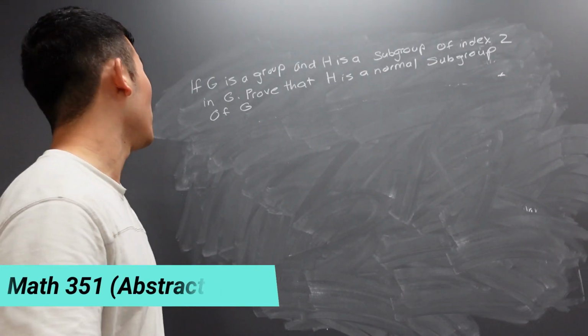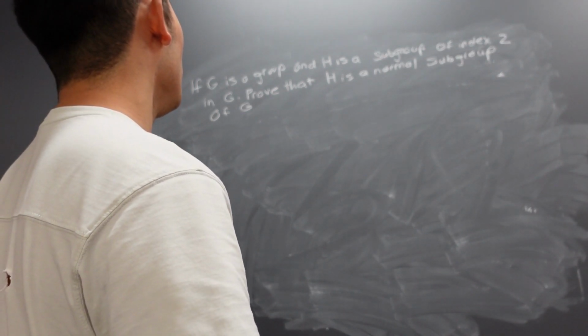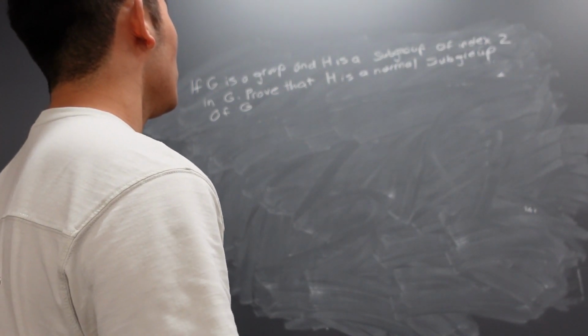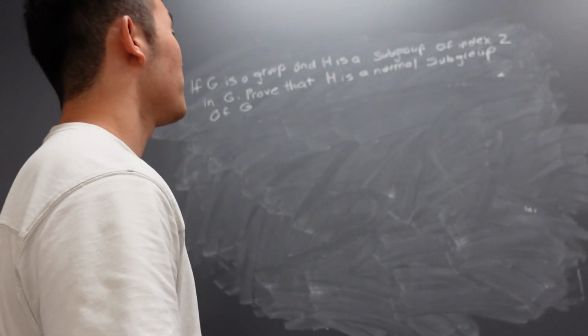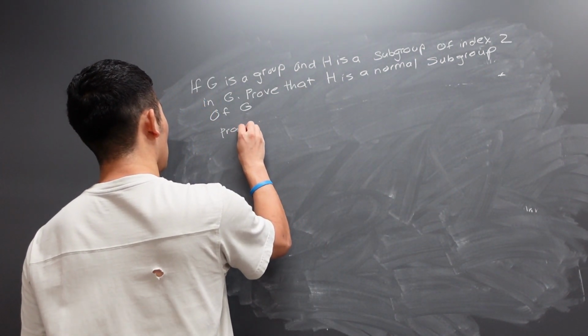So in this next problem here, if G is a group and H is a subgroup of index 2 in G, prove that H is a normal subgroup of G. So write out the proof here.